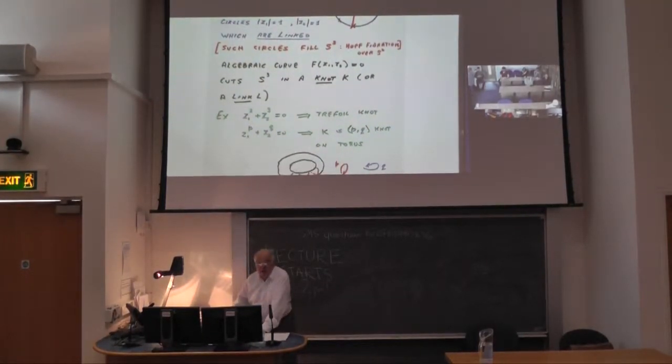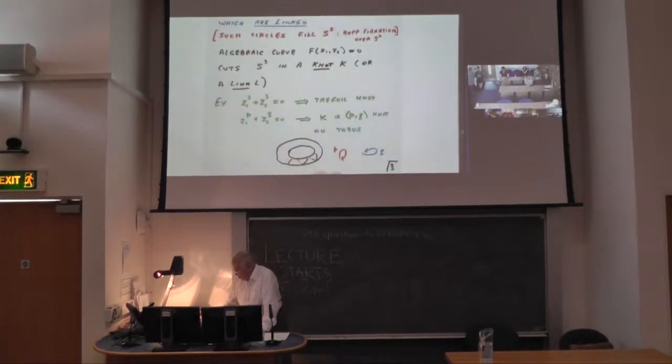Write down z1 squared plus z2 cubed equal to 0, and the knot you get is a trefoil knot. If you write z1 to the p plus z2 to the q, the knot you get is what's called a PQ knot on the torus.